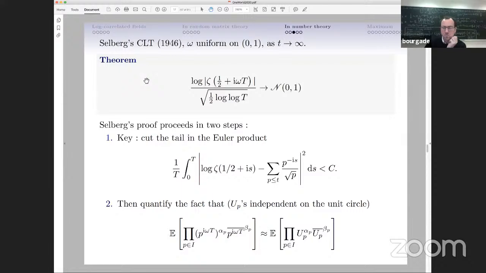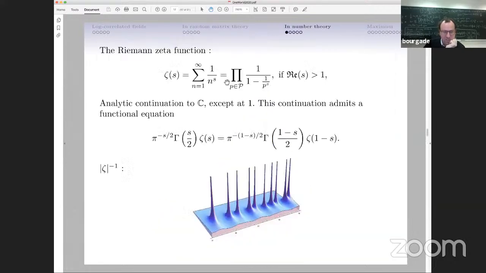Okay. There are two key steps. The first step is to cut the tail in the Euler product. From the definition of zeta here, there are two ways to start, right? You can start with this or with this. The problem is that these are defined only for real part of s greater than one. But we will see in a minute how to overcome this problem. But imagine you can take the log. If you consider the log, of course, it's a better idea to look at the Euler product.